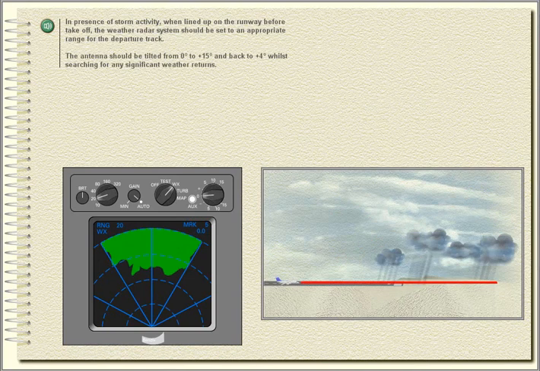In presence of storm activity, when lined up on the runway before takeoff, the weather radar system should be set to an appropriate range for the departure track. The antenna should be tilted from 0 degrees to plus 15 degrees and back to plus 4 degrees whilst searching for any significant weather returns.